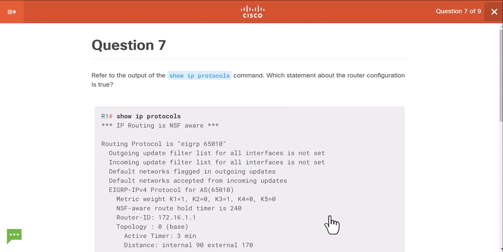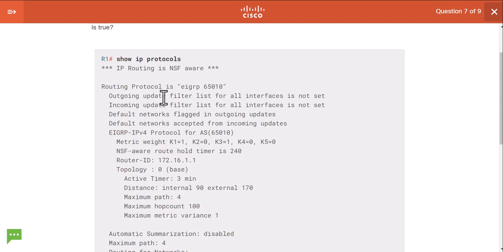Question 7. Refer to the output of the show IP protocols command. Which statement about the router configuration is true? Okay, so what we have is EIGRP configured for autonomous system 65010.